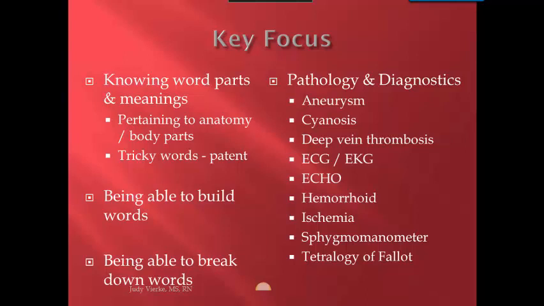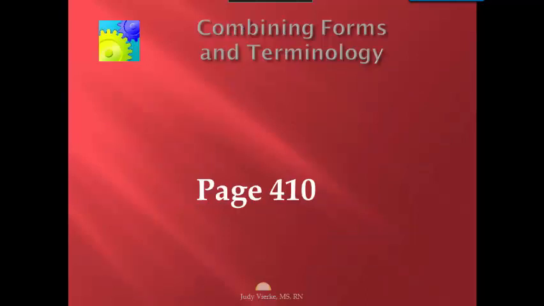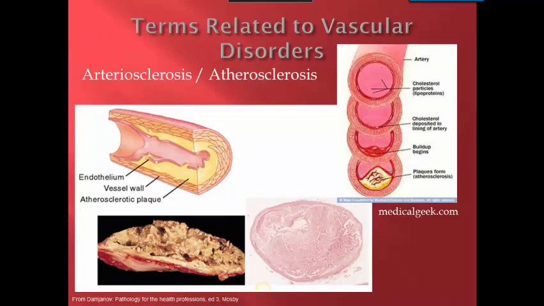Fallot is an eponym. You don't need to know the specific defects, but know that it is four pretty serious defects of the heart. So on 410, you're going to start to go through the terminology. I'm going to let you go through a lot of that on your own, but I'm going to point out some specific ones here, such as arterial sclerosis versus atherosclerosis. So sclerosis is hardening, arterial of the artery, and athero is fatty plaque.